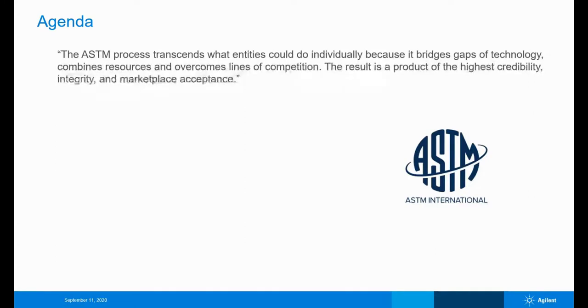I'd like to begin with the agenda, and the first thing I'd like to quote from the ASTM.org site is the following: the ASTM process transcends what entities could do individually because it bridges gaps of technology, combines resources, and overcomes lines of competition. The result is a product of the highest credibility, integrity, and marketplace acceptance. That is the core of what is done at ASTM to develop standards.